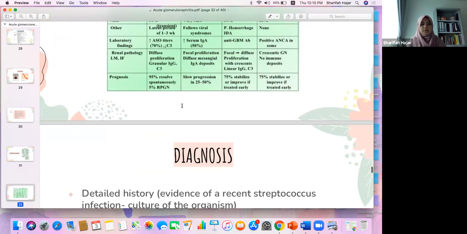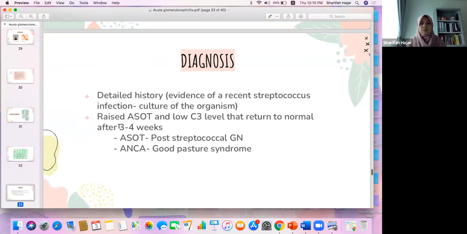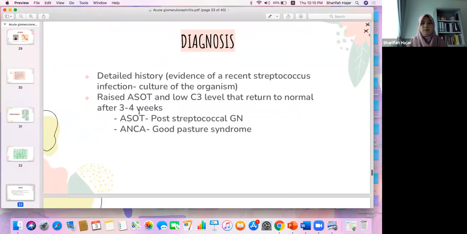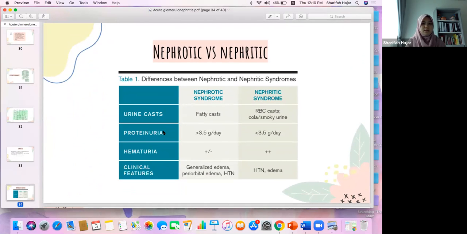Okay, so for diagnosis, like what we have said before, we need to look for a detailed history like the streptococcus infection and also raised ASOT and low C3 level, returning to normal after 3 to 4 weeks. For post-streptococcal glomerulonephritis, we need to look at the ASOT, and for Goodpasture syndrome, we need to look at the ANCA, anti-neutrophil cytoplasmic autoantibody. So this is the difference between nephrotic and nephritic. The nephrotic can come with massive proteinuria, and nephritic syndrome is more for the hematuria, massive hematuria. And the urine cast is red blood cell cast.